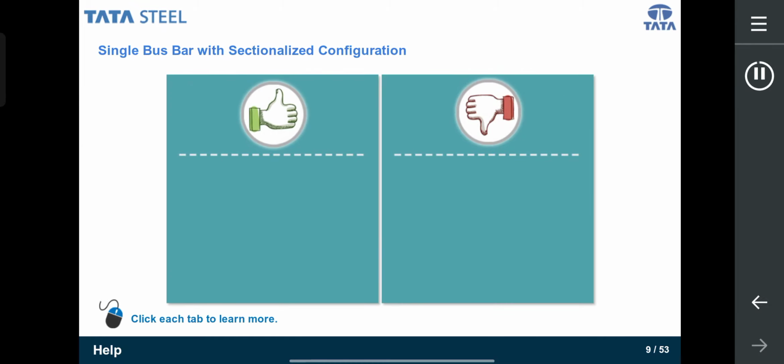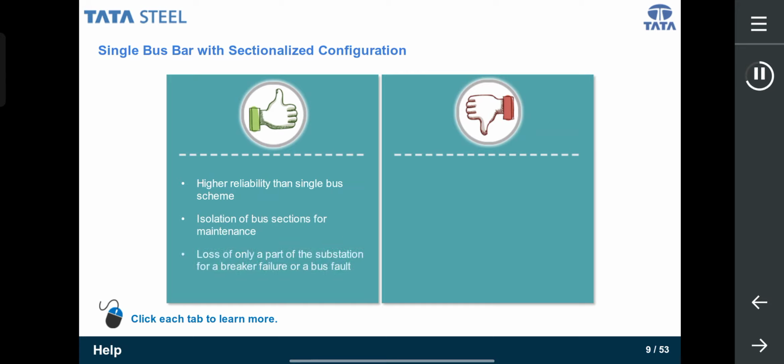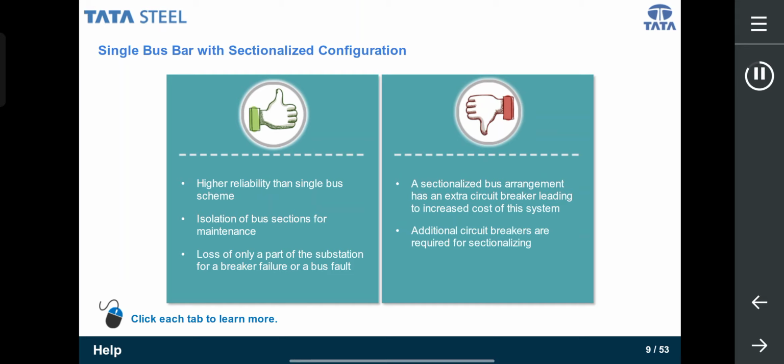Click on each tab to learn more. It has the following advantages: higher reliability than single bus scheme, isolation of bus sections for maintenance, loss of only a part of the substation for a breaker failure or a bus fault. Disadvantages are a sectionalized bus arrangement has an extra circuit breaker leading to increased cost of this system. Additional circuit breakers are required for sectionalizing.